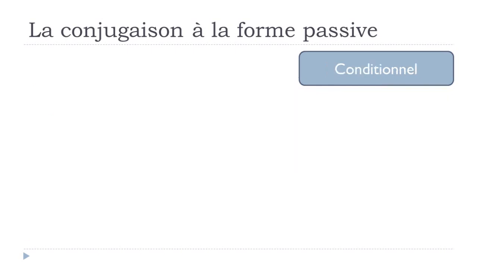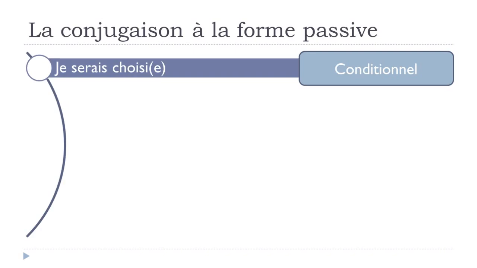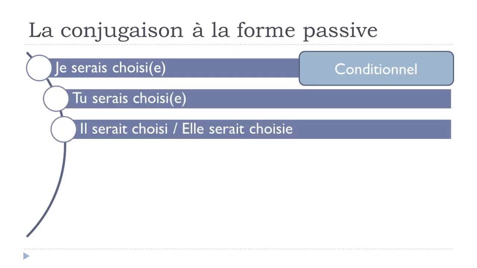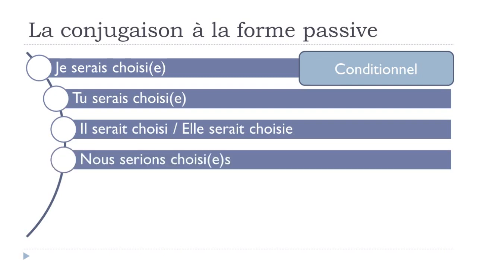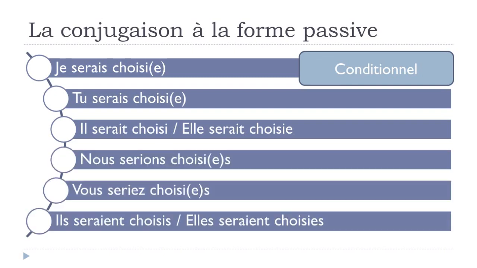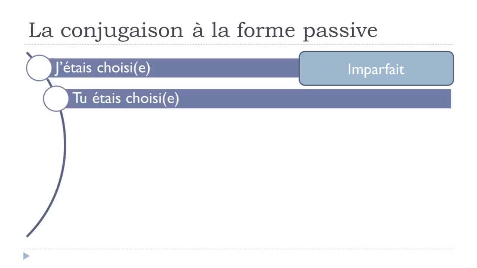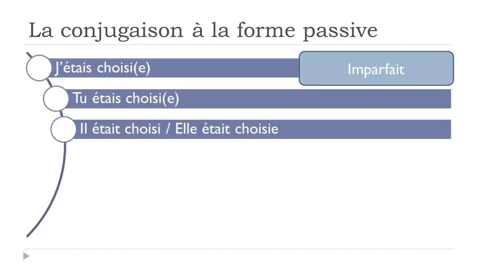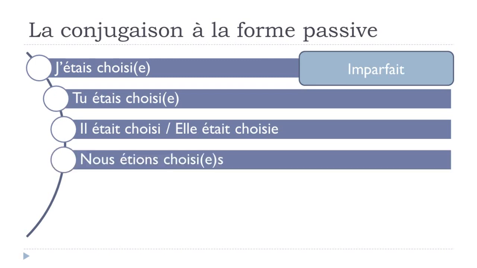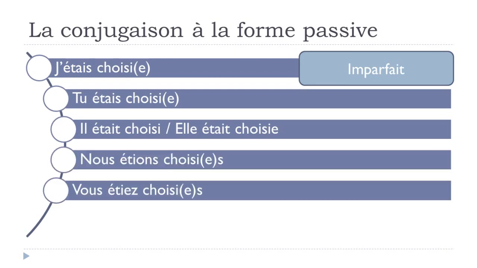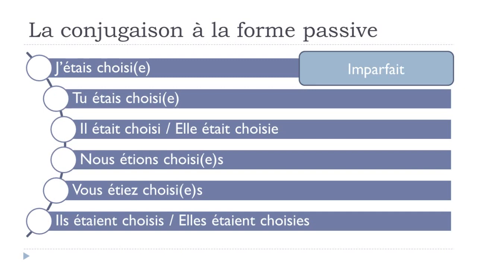Then the conditionnel présent form, je serais choisi, tu serais choisi, il serait choisi, elle serait choisie, nous serions choisis, vous seriez choisis, ils seraient choisis, elles seraient choisies. Okay? And last but not least, imparfait. J'étais choisi, tu étais choisi, il était choisi, elle était choisie, nous étions choisis, vous étiez choisis, ils étaient choisis, elles étaient choisies.